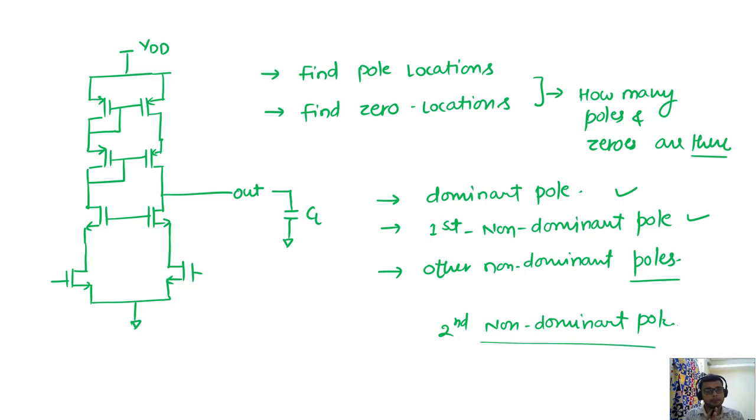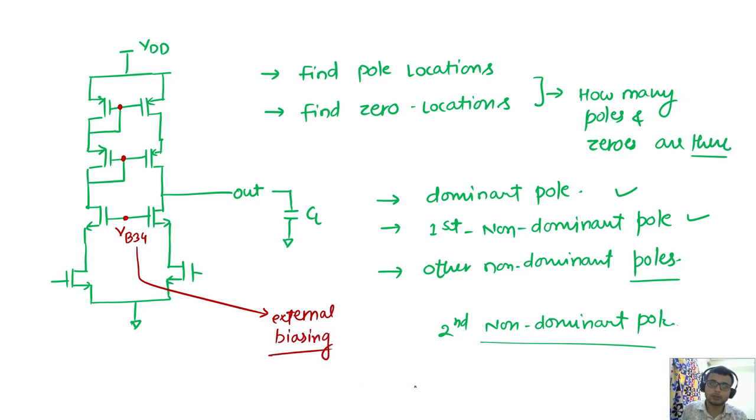So this is, I think, enough for this video. Don't worry about the biasing of the circuit. If someone might be thinking of the biasing, this is actually taking the biasing from outside. This is biased now because of the diode connected devices. So this point that I call Vb3,4 is biased from outside. This is the external biasing. My point is not biasing here, my point is frequency analysis.